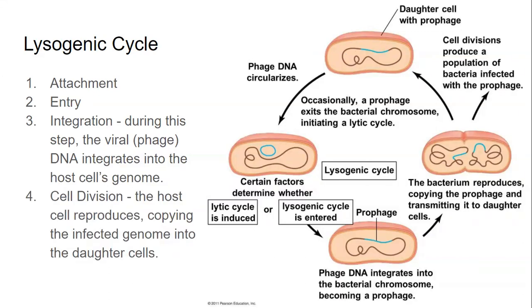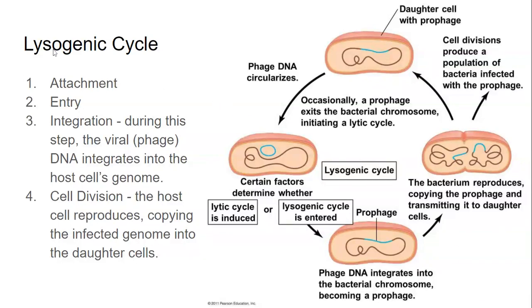And then the last step in the lysogenic cycle is actually cellular division. So the host cell reproduces and copies the infected genome into the daughter cells. So if this is the cell right here, well, once it goes through mitosis, it's going to start creating two copies of that DNA. So now you have that viral DNA that's been replicated by the cell itself. So this time, there is no bursting or killing of the cell. In the lysogenic cycle, these viruses, their whole goal is to be able to reproduce within those specific cells in order to be able to increase their number that way.